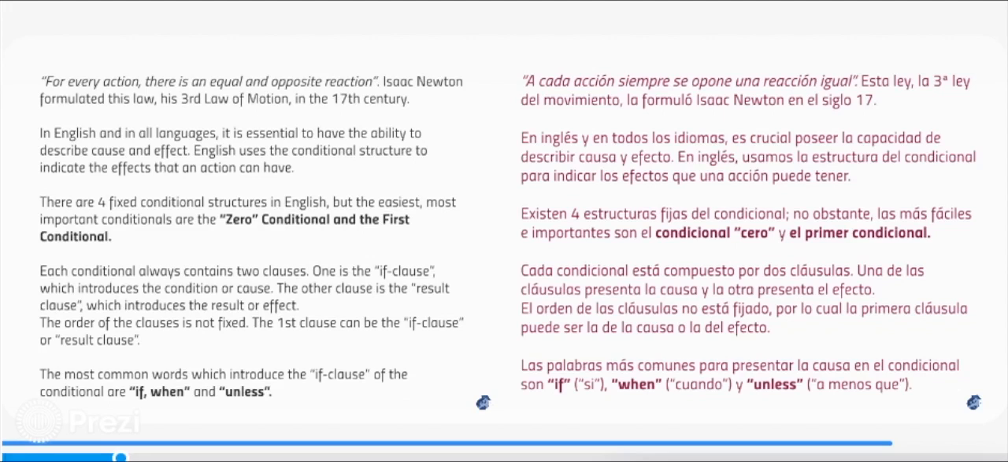The order of the clauses is not fixed. The first clause can be the if clause or result clause. The most common words which introduce the if clause of the conditional are if, when, and unless.